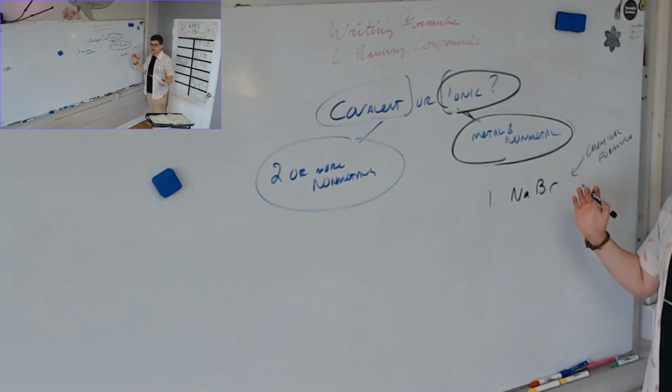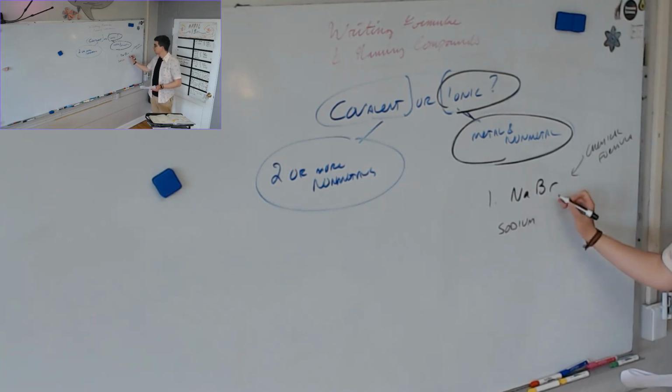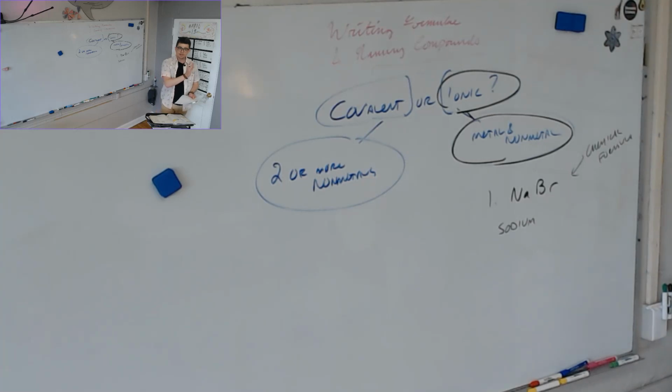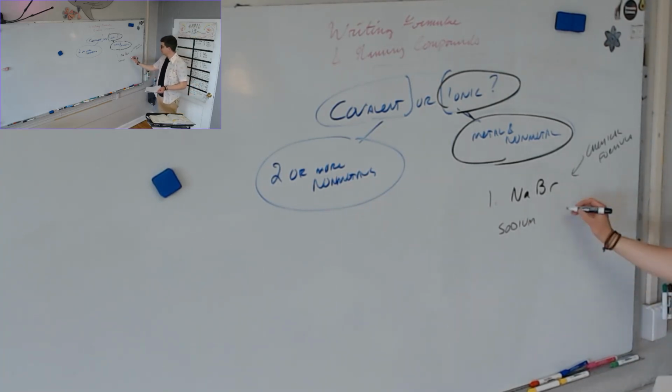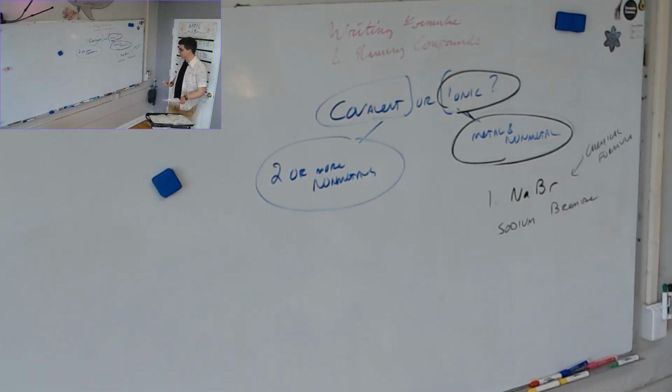Here's how we do it for ionic compounds. We write the name of this one. What's Na? Sodium. And then step 2, this is bromine, but we always change the second one, the anion, to ide. We change the end of its name to ide. So instead of sodium bromine, it's now sodium bromide. Sodium bromide is the correct answer.